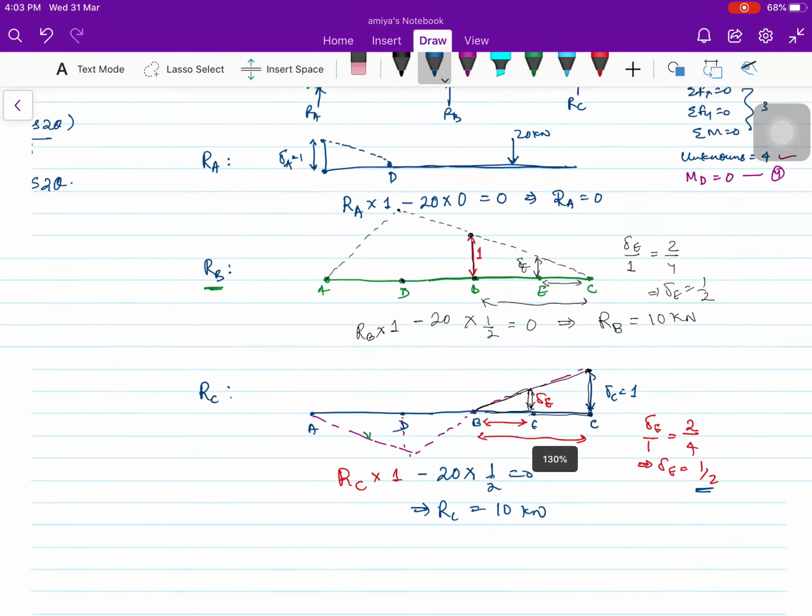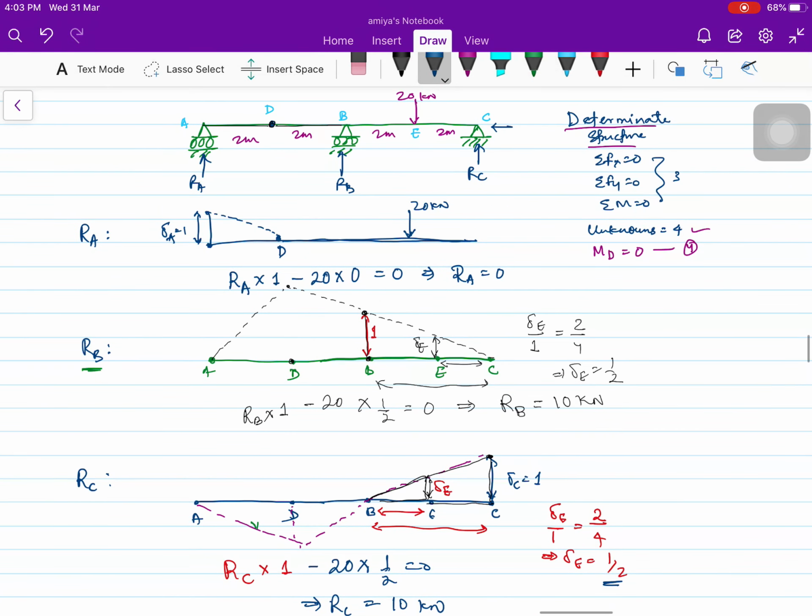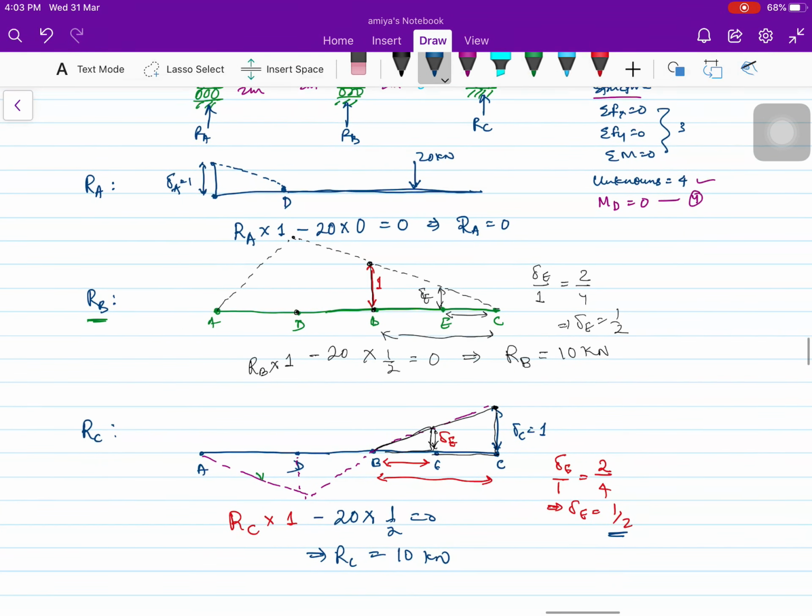So this is how, once you know the reactions, you can draw the shear force and bending moment diagram.